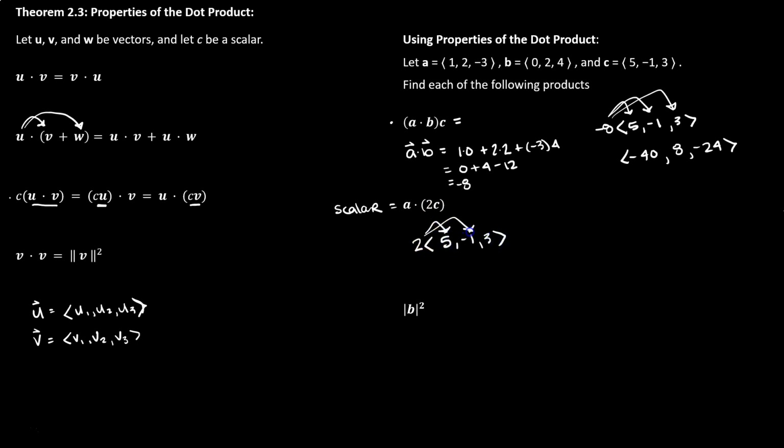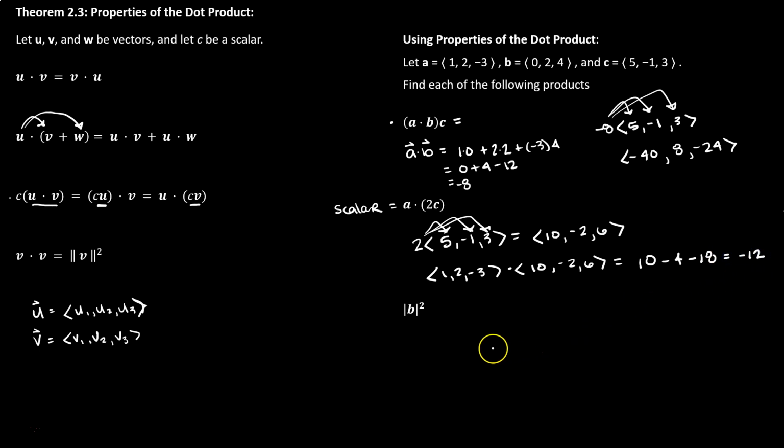We'll distribute that product in so that we have 10, negative 2, 6. And then we're going to take that vector and dot it with a. So a is 1, 2, negative 3. And 2 times c was the vector 10, negative 2, 6. We'll multiply those corresponding components and then add the result to get negative 12.